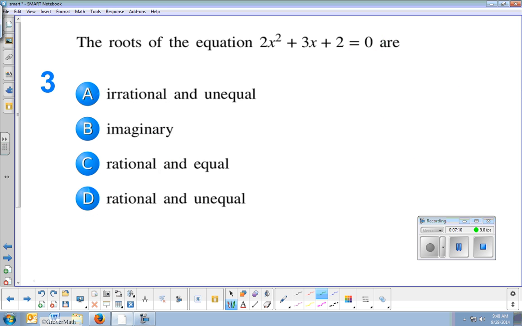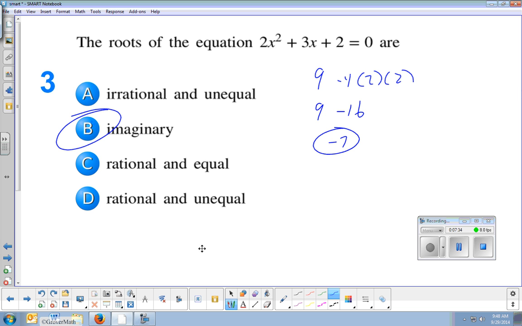One more quick one. Number 3. Let's see. B squared would be 9, and we have a negative 4 times 2 times 2, and this would be minus 16. 9 minus 16 is negative 7. Because it's negative, automatically, I know it's imaginary.